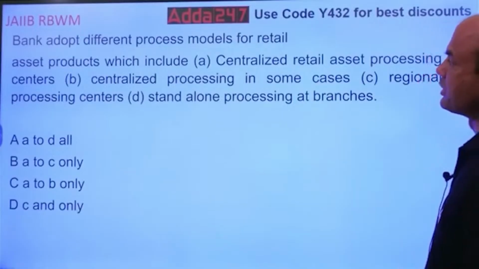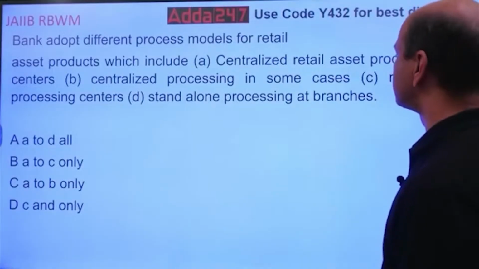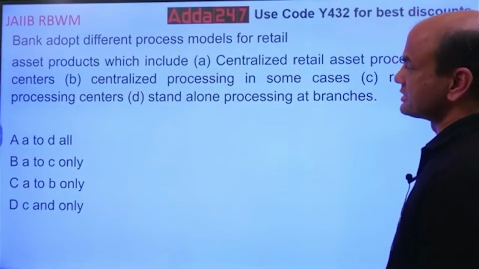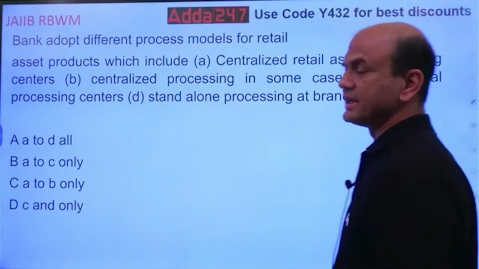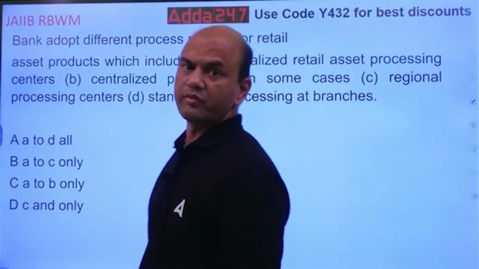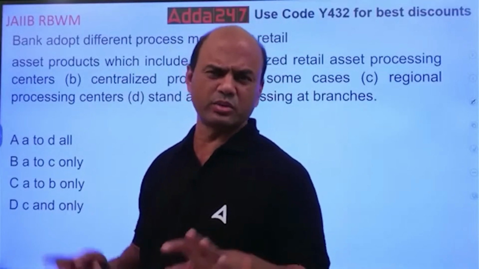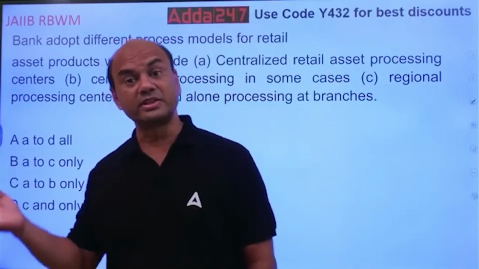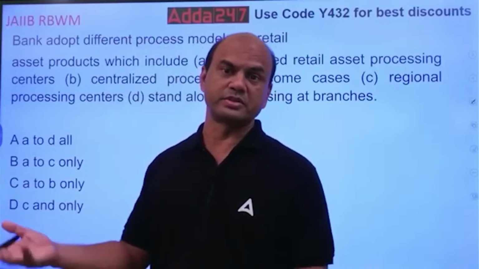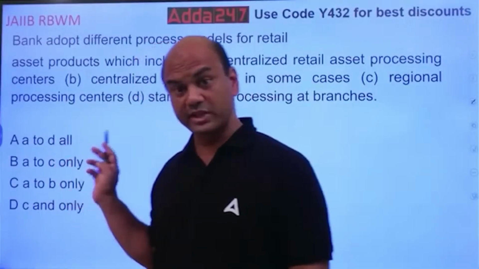Banks adopt different process models for retail asset products, which include centralized retail asset processing, centralized processing in some cases, regional processing centers, and standalone processing at branches. Whenever a bank does anything for retail assets, meaning processing of loans, it can be done at two levels: one is at the branch level or at the CPU level. Now the CPU can be different, the central processing unit can be different depending on the size of the bank. So these are the options.